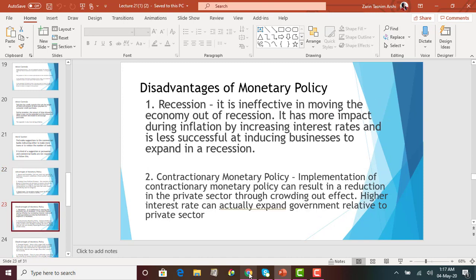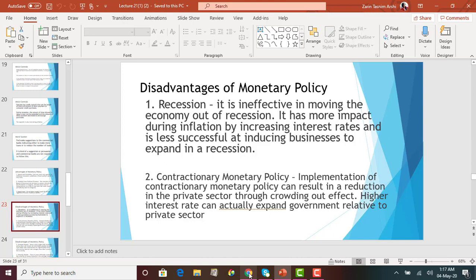What are the disadvantages of monetary policy? The first one is recession. During recession, monetary policy is not very effective in controlling recession. It is very good to control inflation, but studies have shown that during recession, if you're implementing easy monetary policy, it's not very effective in controlling recession.